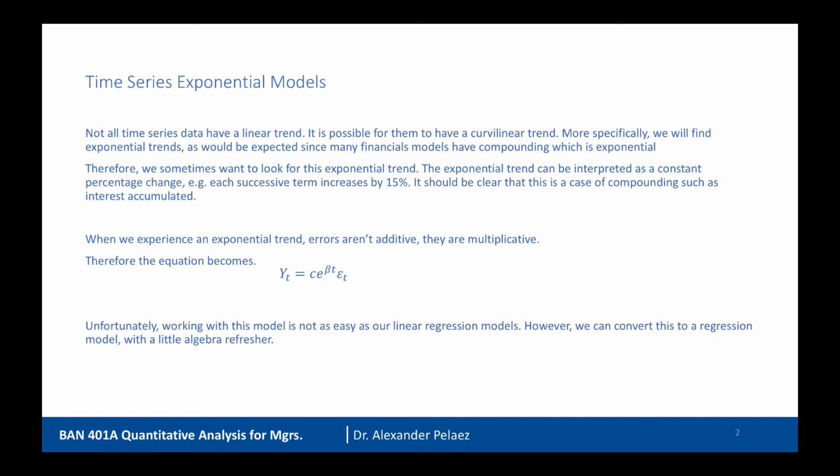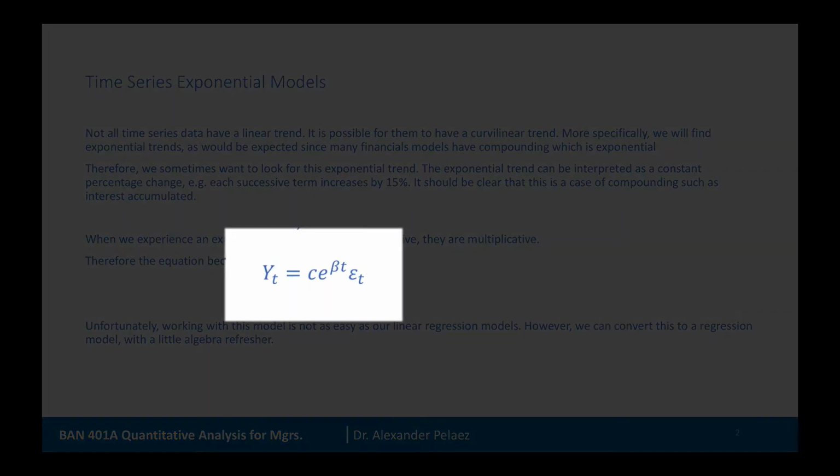Now, the exponential trend can be interpreted as a constant percentage change where each successive term increases by a certain amount, say 10 or 15%. And this begins to compound, and this is why this is widely used in banking and finance. When we experience an exponential trend, the errors aren't additive, they're multiplicative, which means the errors are multiplying on top of each other. So therefore, our equation actually becomes this.